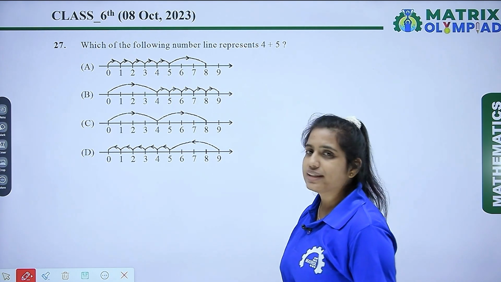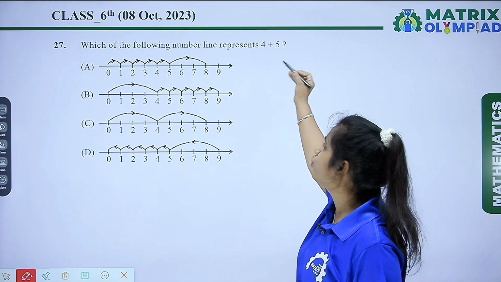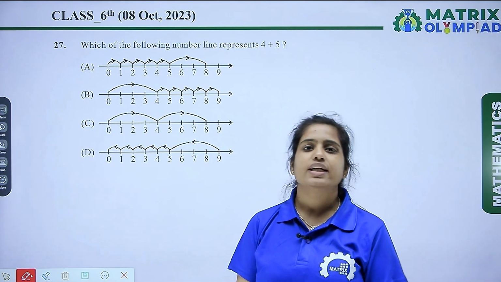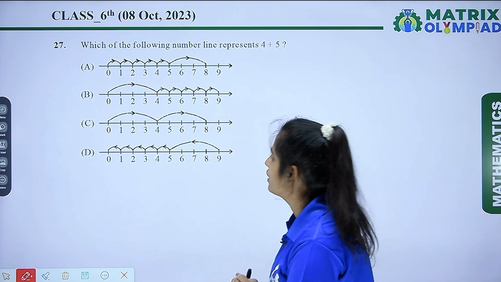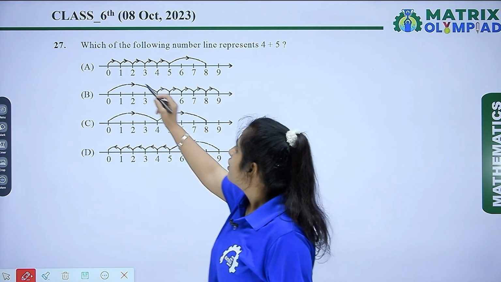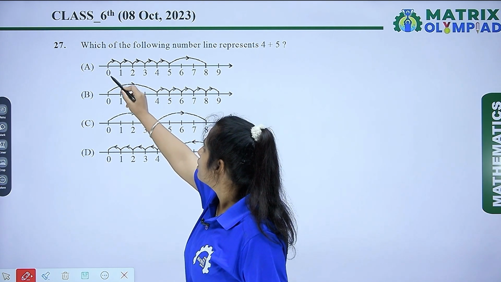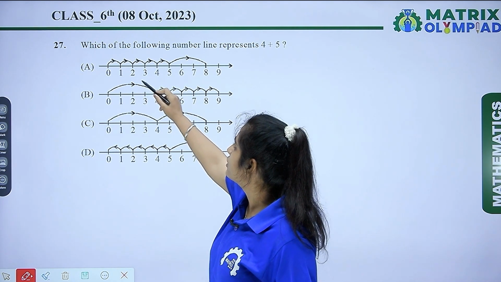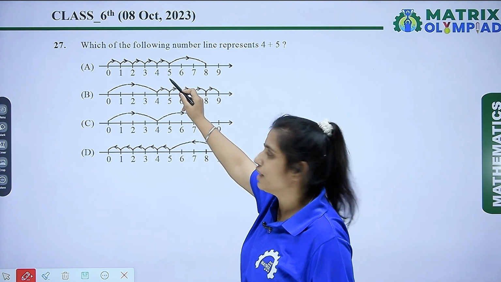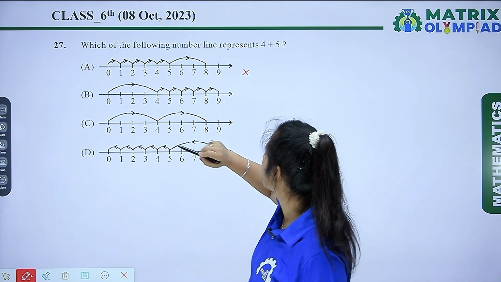In question number 27, it is said: which of the following number lines represents 4 plus 5? हमें ये बताना है कि इन चारों ऑप्शन में से कौन सी लाइन 4 plus 5 रिप्रेजेंट कर रही है. So let's check option A first, whether it is representing 4 plus 5 or not. So here the first step will be 0 to 5. The first line is coming from 0 to 5 and after that 5 to 8. So this is not the correct representation of 4 plus 5.